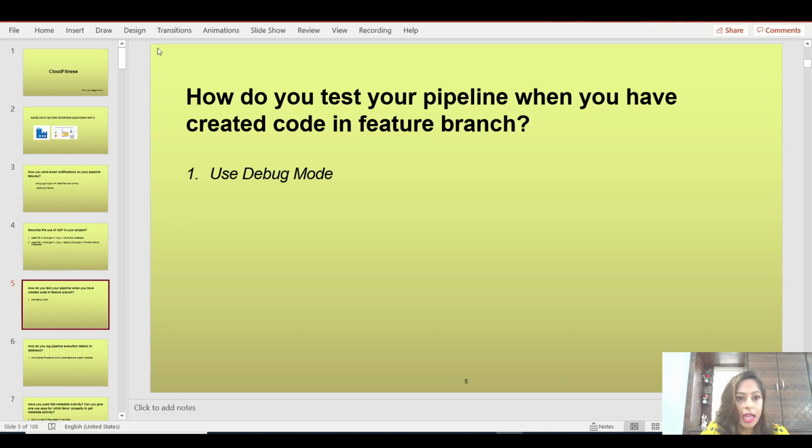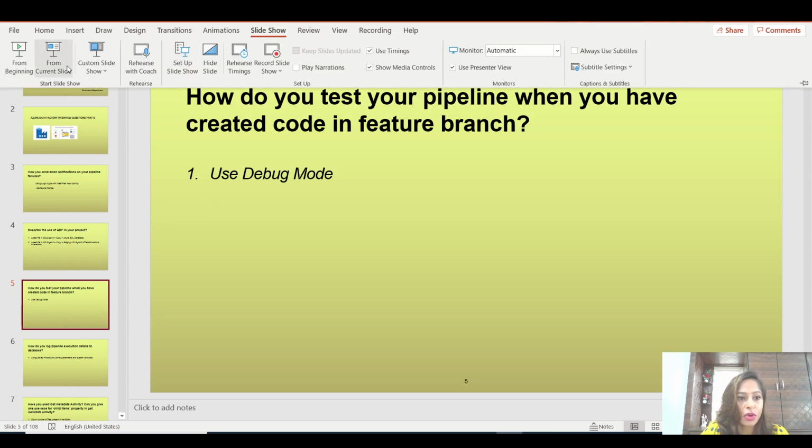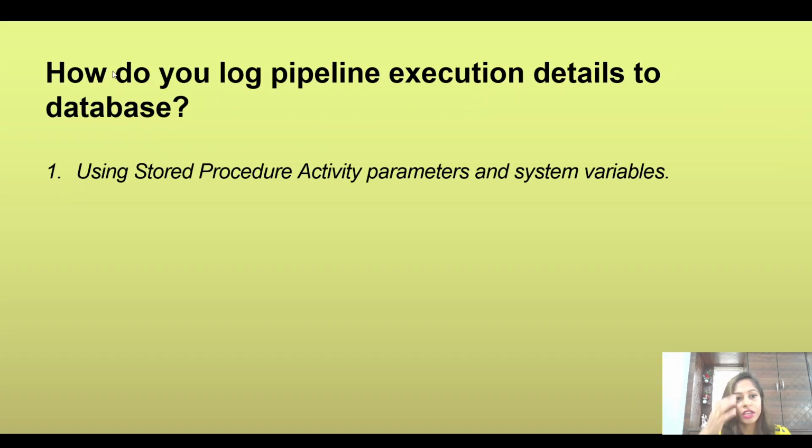So let me go back, and then I have the next question for you. The next question is, how do you log pipeline execution details to a database? This is also something very common that people do. Whenever you execute a pipeline, people want to have all the details related to that pipeline execution stored in the database, right? So for that, you should know that you can do it through stored procedure activities, right?